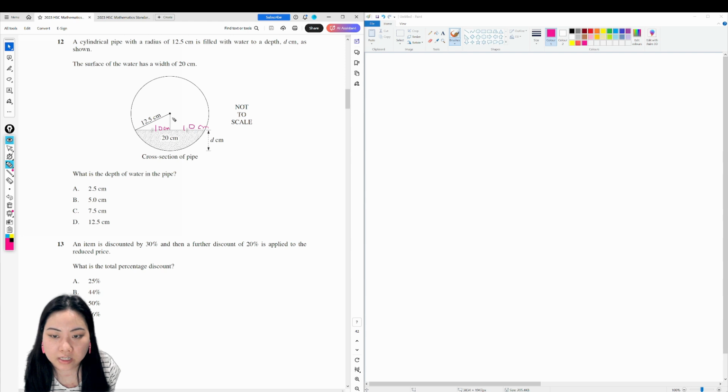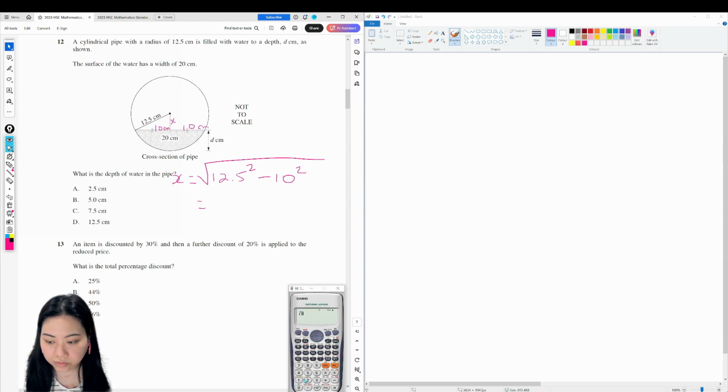Now I can find that short side through Pythagoras' theorem, which would be 12.5 squared minus 10 squared. You square root of that. I'm going to call this x. X equals... find out what that is. Square root of 12.5 squared minus 10 squared. 7.5 centimeters. That's a nice round number. I was not expecting that.